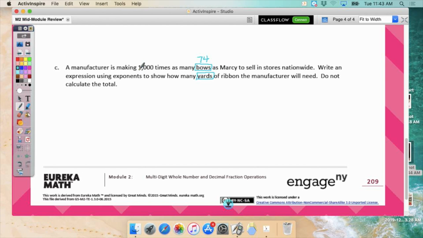So here's what I need. Go ahead and put boxes around those. That's all we need to know. How many yards did each bow call for originally? Look up if you didn't hear the question. How many yards of ribbon? 1.5. What did you write at the top of your page? 1.5.